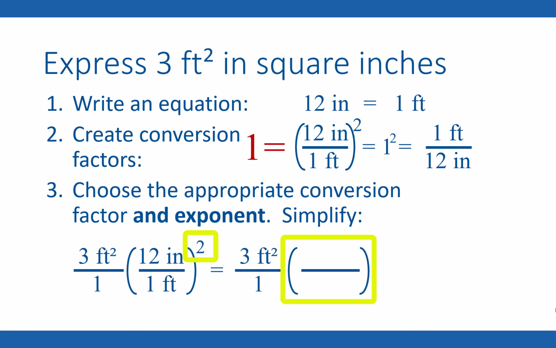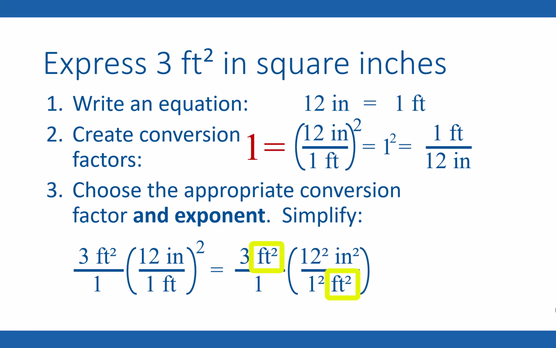To square the conversion factor, we apply the square to every number and unit in the conversion factor. Now we have square feet in both numerator and denominator, so the square feet cancel, and we are left with square inches.